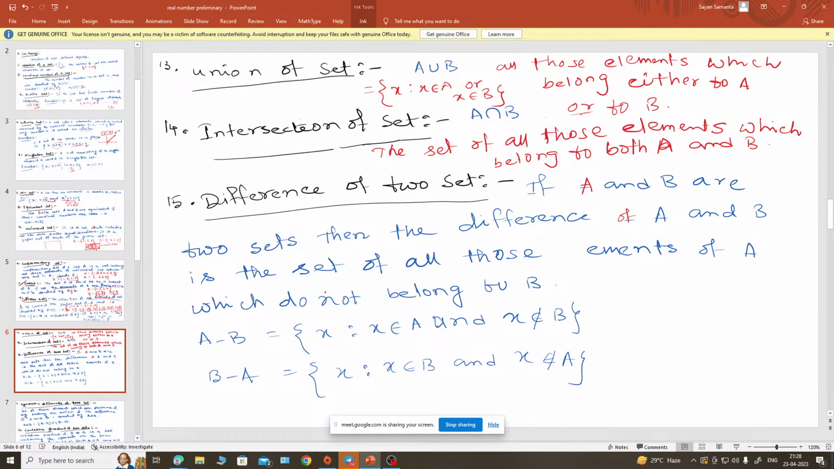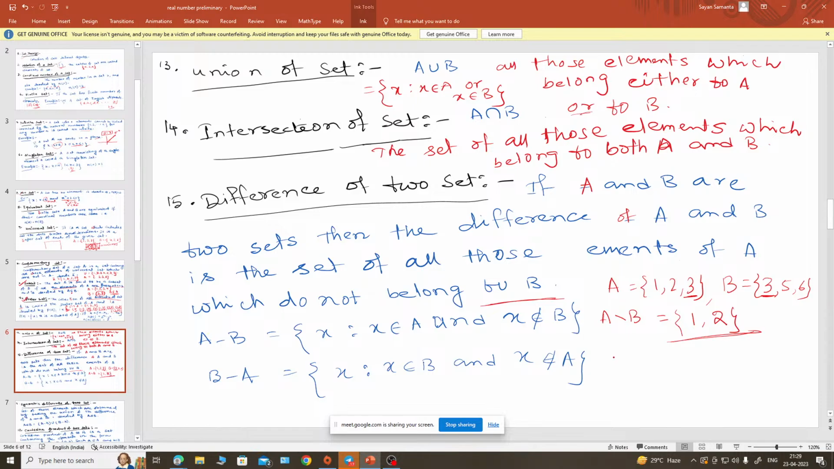Okay. So if I consider A equals 1, 2, 3 and B equals 3, 5, 6, then we can write A minus B as those elements of A which do not belong to B. So here 3 exists, which belongs to B, so we neglect it. So A minus B we can write as 1 and 2. This is A minus B. Okay, is it clear to everyone? That is called A minus B.